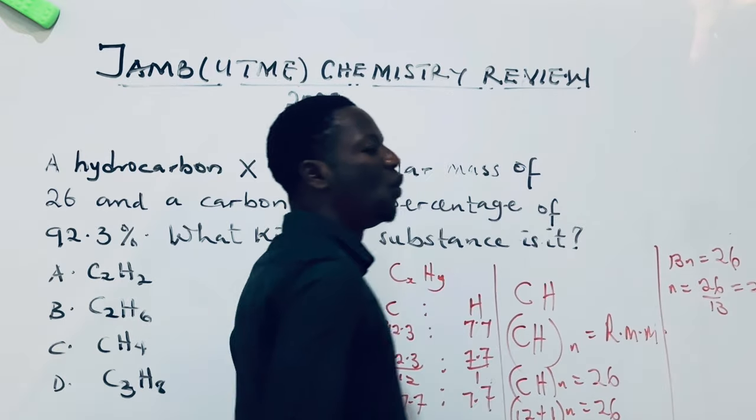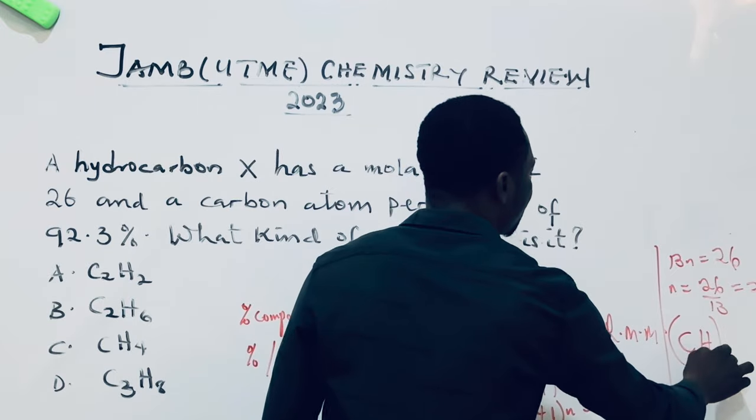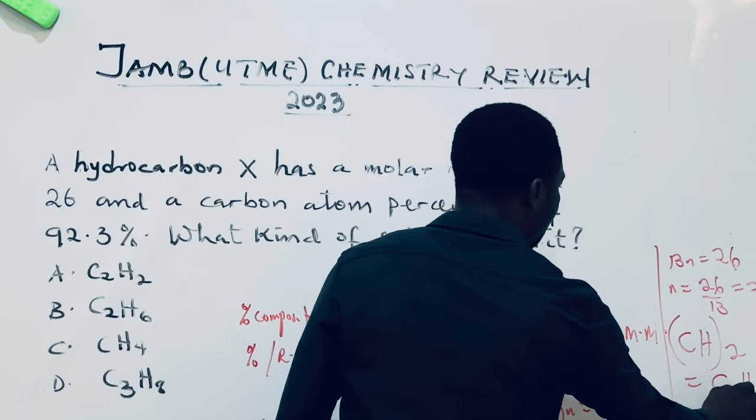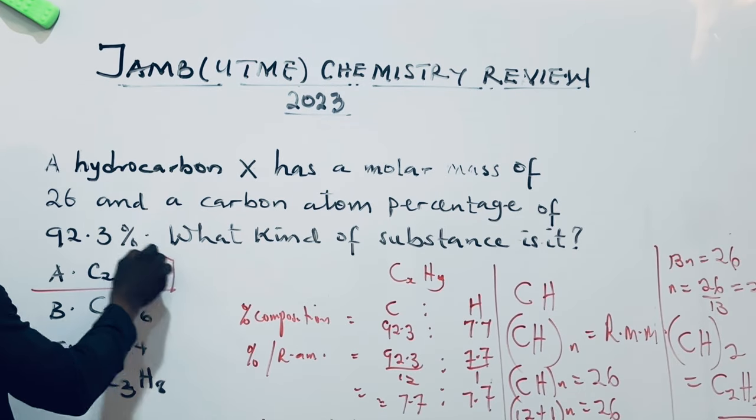is 2. What it means is that the actual formula is the empirical formula multiplied by 2, and that will be equal to C2H2. So the correct answer is C2H2.